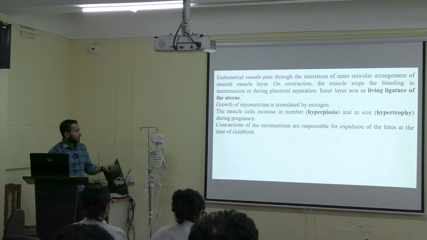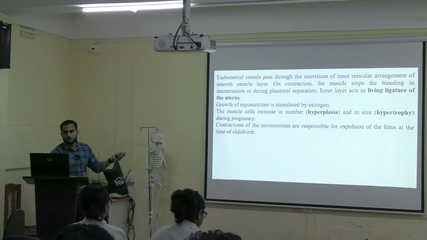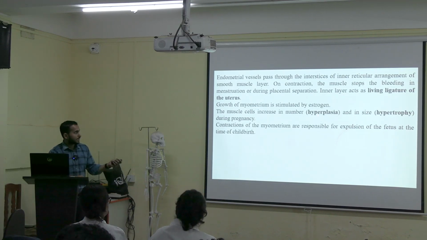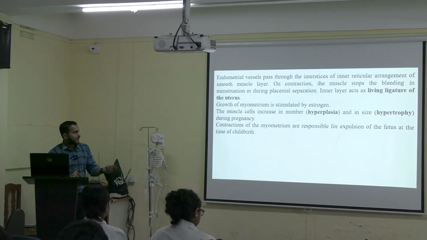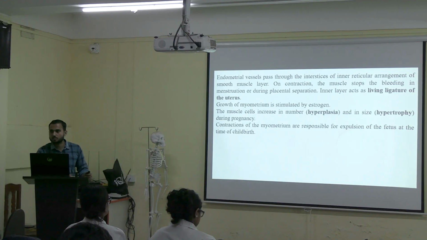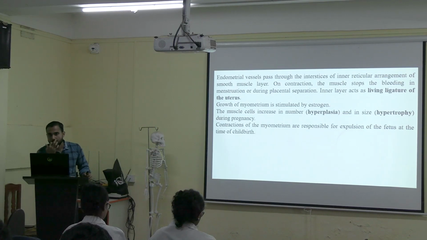Next, जो myometrium होता है उसका changes होता है during pregnancy. What are those changes taking place? As you can see, hyperplasia and hypertrophy are taking place. These are the two types of changes in the myometrium of the uterus during pregnancy. Why? Because contraction of the myometrium is responsible for expulsion of the fetus during normal childbirth, also called parturition. So these are some important functions of the smooth muscle fibers of the uterus. Three different layers, three different functions.